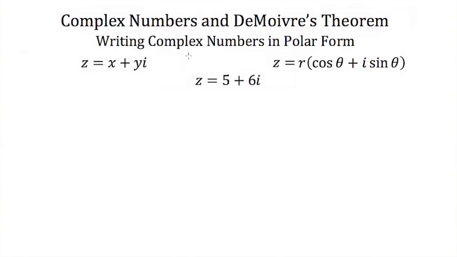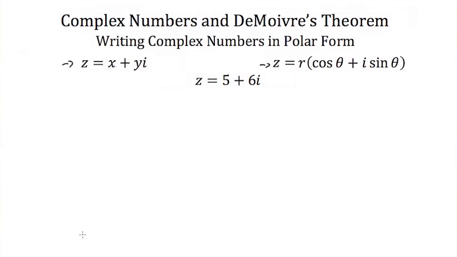So let's try this again. Let's write a complex number in polar form. Remember, normally it's z is equal to x plus yi. When we want to make it polar, z is equal to r times the cosine of theta plus i times the sine of theta. So let's convert z is equal to 5 plus 6i into polar form.